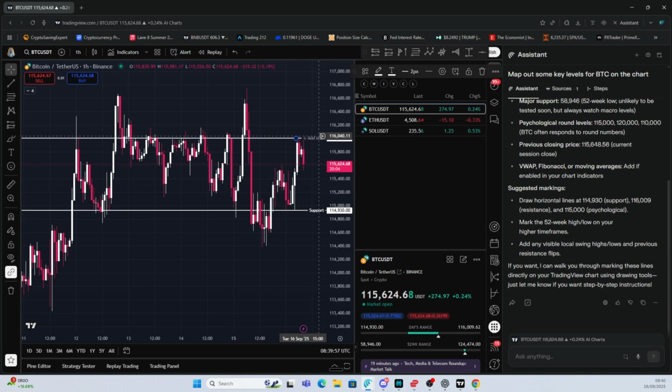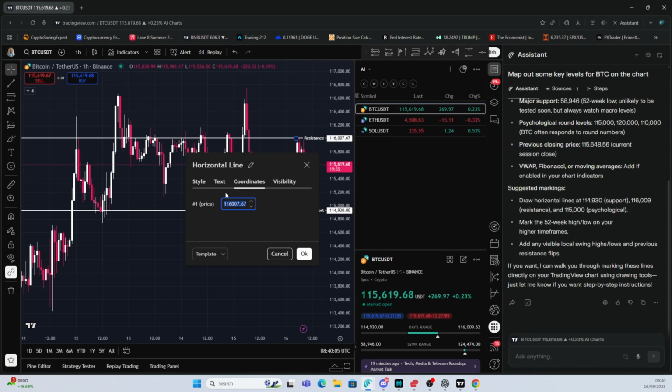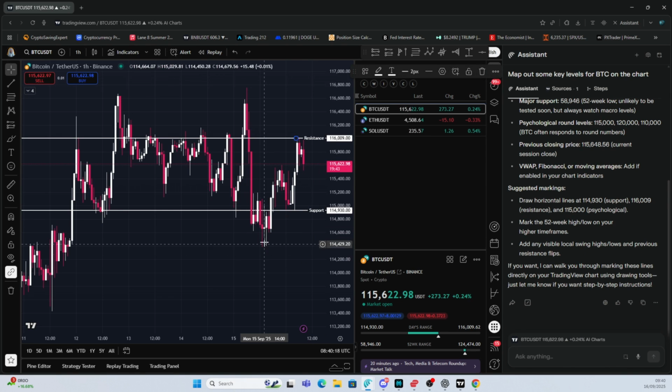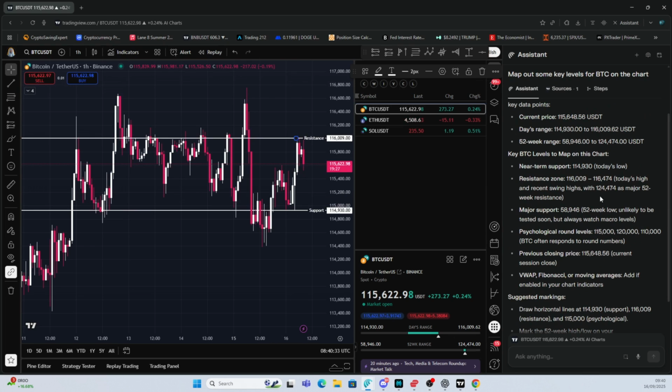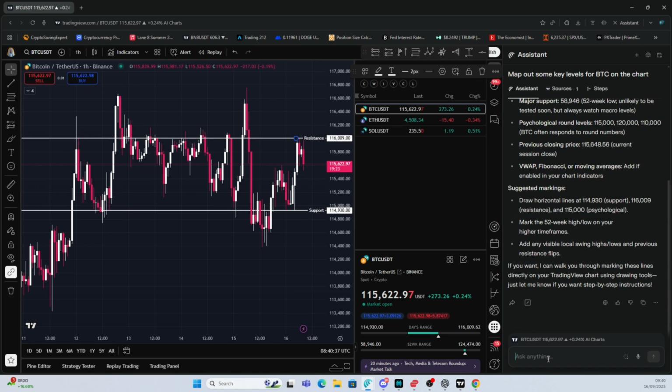We will look up here and we can see some clear resistance. It aligns with what Perplexity Comet says, so we'll mark this resistance. We will type in our price, $116,009. What else do we have? So we will go in and type what other key trading levels are there for Bitcoin.